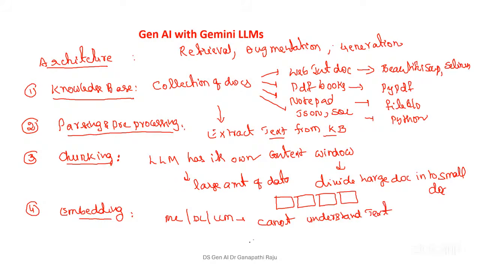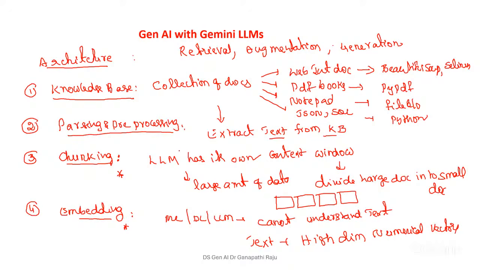So the text data will be converted into high dimensional numerical vectors. This technique is called embedding. If you wait for another few minutes, I will discuss in detail what is chunking and what is embedding, and what are the tools and transformers which we need. I will discuss one by one.